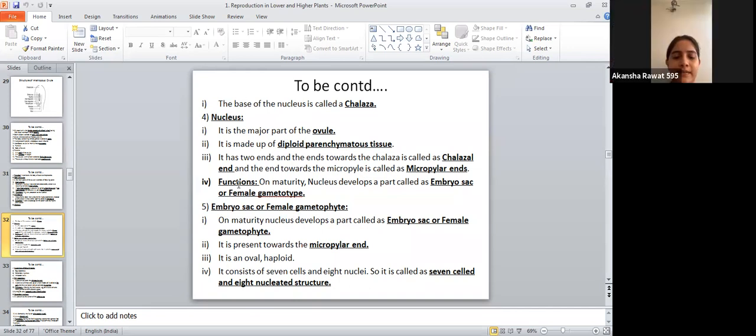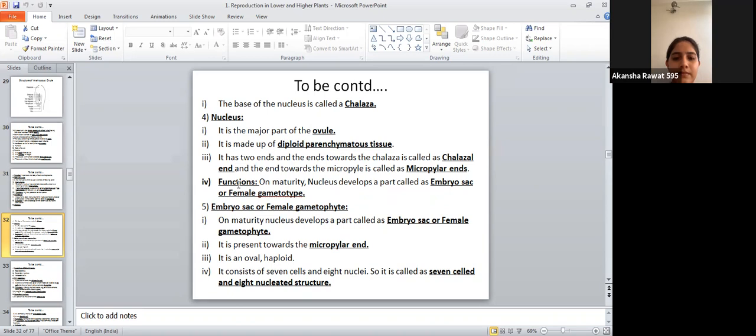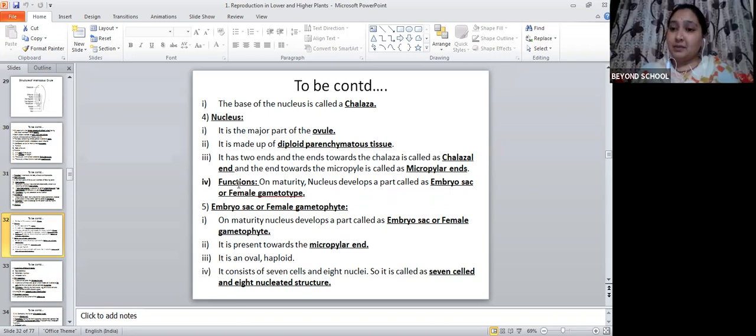Then we studied the embryo sac, which is also called the female gametophyte. Now everybody knows the embryo sac. When the nucellus matures, it is called an embryo sac. It is present towards the micropylar end. The shape is oval and haploid, right? And therefore our female gametophyte is also called an embryo sac.